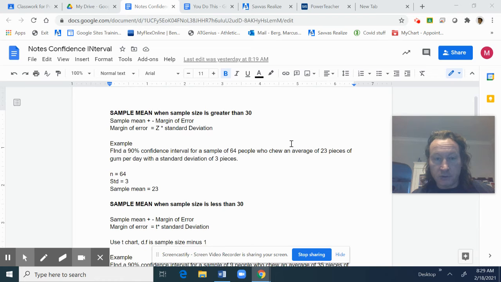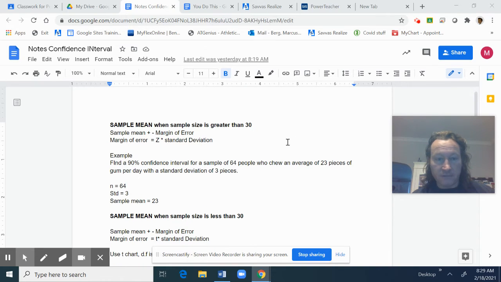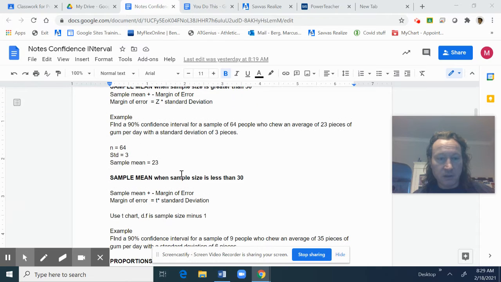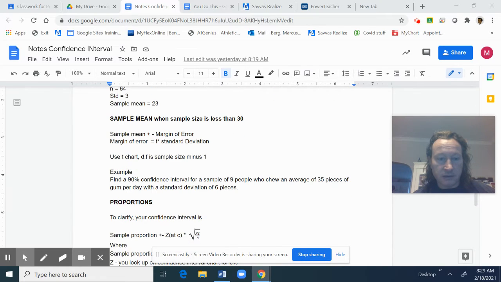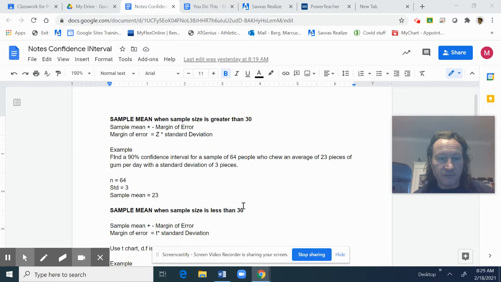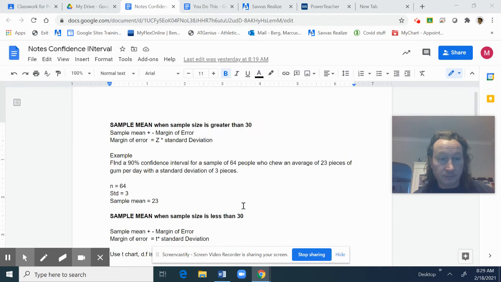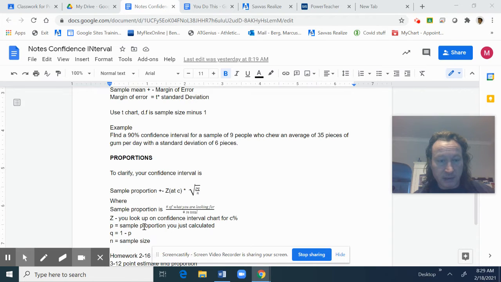I've opened up the notes that are in the shared drive. Sample mean when sample size is greater than 30, confidence interval. Sample mean when size is less than 30, and then proportion. These are your confidence intervals. It's sample mean plus or minus the margin of error for all of them. Notice that's the same thing. It's just that here it's a sample proportion plus or minus the margin of error.